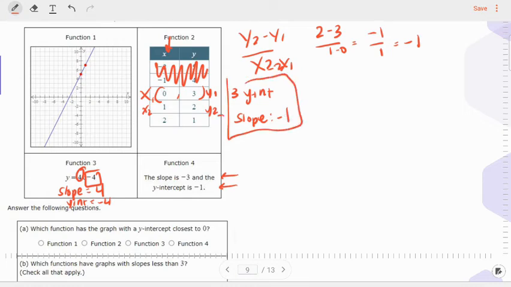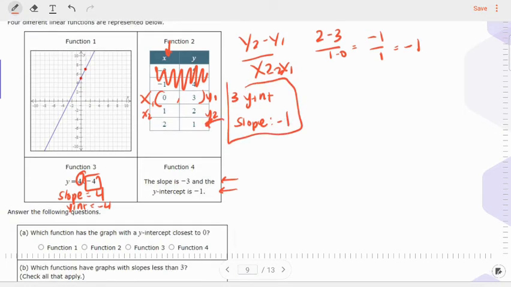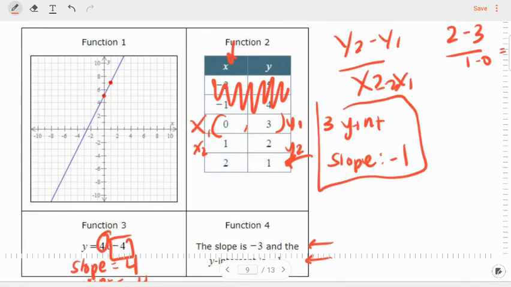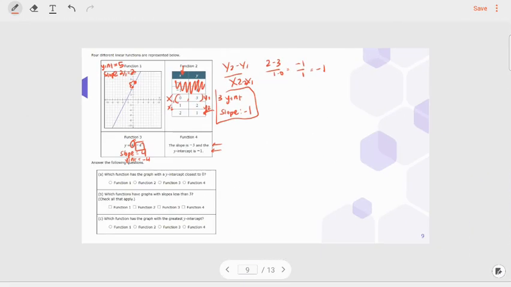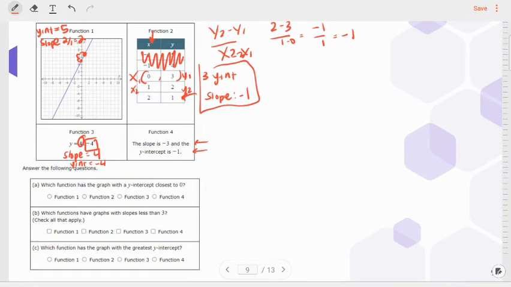So here's my information for function 2, and let's figure out function 3. For function 3, my y-intercept is where it crosses the y-axis, and I'm going to abbreviate that. That's what y-int is. It's an abbreviation for y-intercept. And my slope is my rise over my run. So from this dot to this dot, I rise 2 and run 1, which simplifies to just 2. So now that I have all of this information, let's answer my questions. Which function has a graph that has a y-intercept closest to 0?